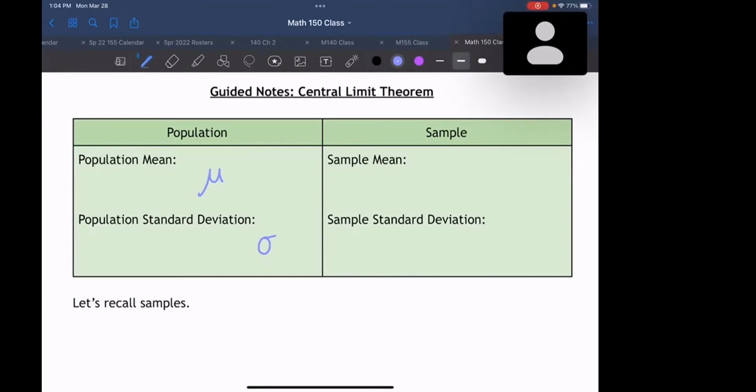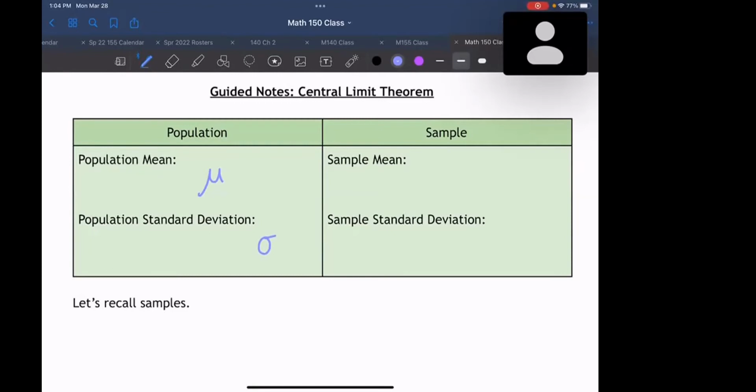Okay. So I introduced these symbols as just the mean and the standard deviation, but it's not just the mean and just the standard deviation. It's technically only used for the population mean and the population standard deviation. So whenever these numbers are describing the population, the total amount of things that we're actually interested in, we're going to use these symbols.